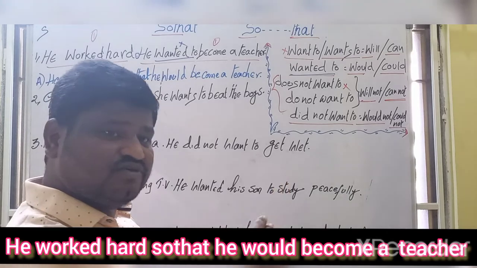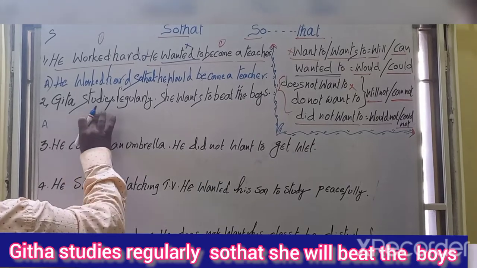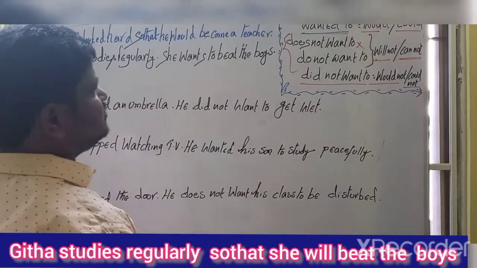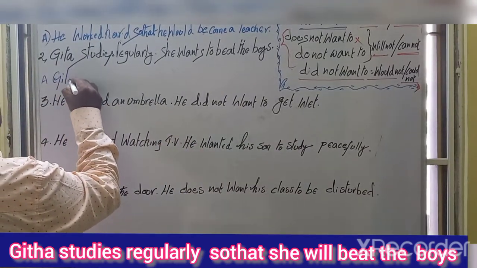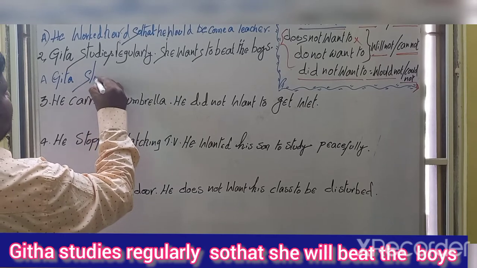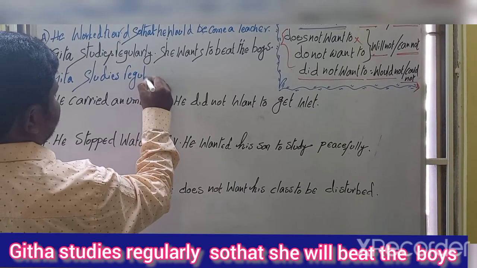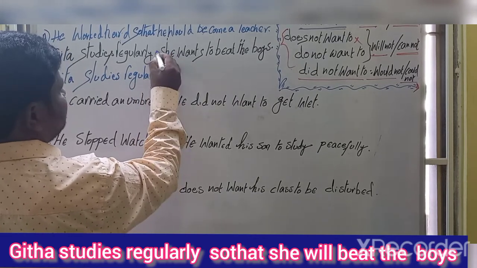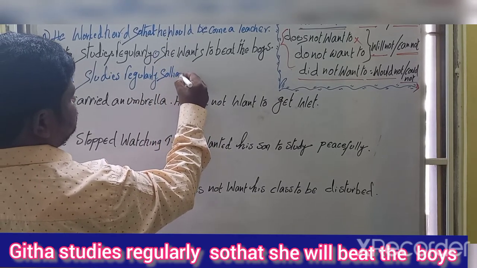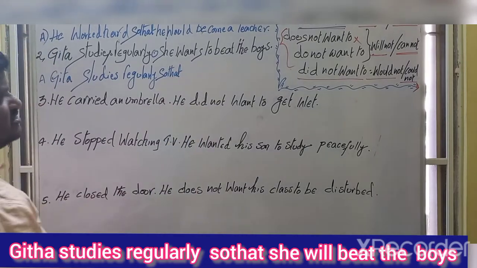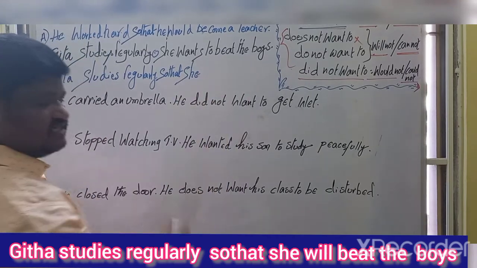Next, shall we go for the second example, friend? Yes. Geeta studies regularly. She wants to beat the boys. For the answer, we write the first sentence as it is: Geeta studies regularly. Remove the full stop place. In the full stop place, we have mentioned here so that. And the second sentence's subject, she, as it is.